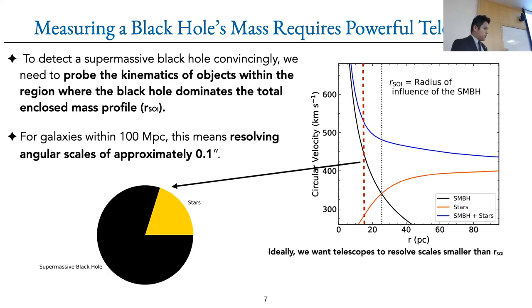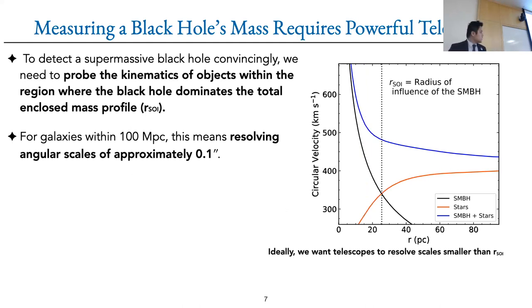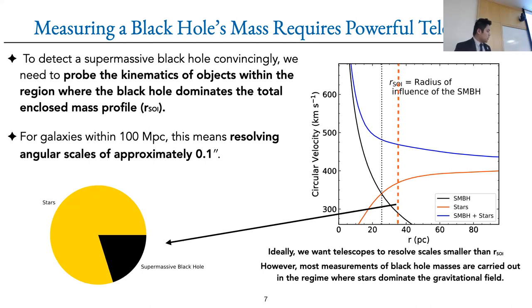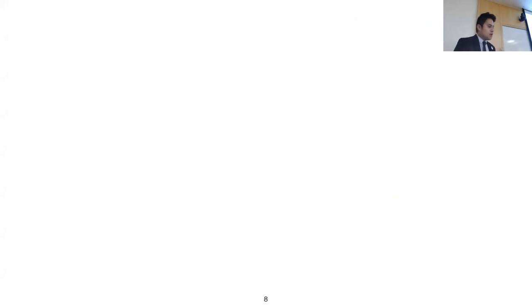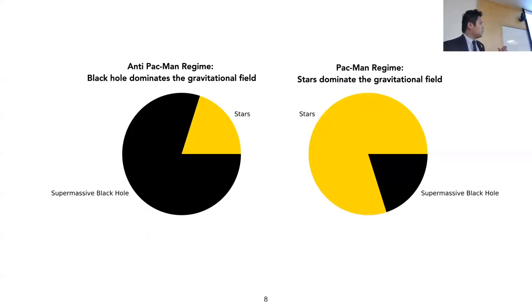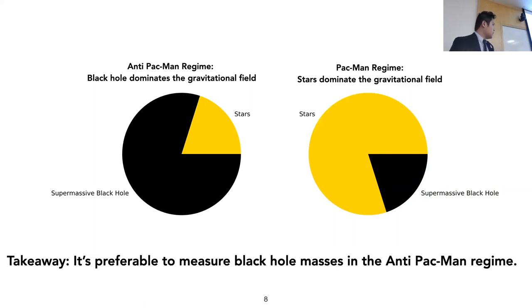But for most measurements over the past few decades, we're really working in the opposite regime, where the stars are the dominant contributor to the total enclosed mass. Now, I know what everyone's thinking when they see this yellow pie chart here, which is why I think we need to acknowledge that it's better to carry out black hole mass measurements in this regime, which I'm going to call the anti-Pac-Man regime, and not the Pac-Man regime, where the stars are the dominant source of the mass. So again, it's much more preferable to work in this regime where the black hole is the dominant contributor to the total gravitational potential.